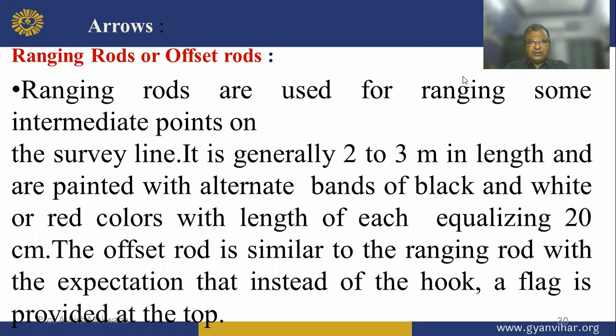Now ranging rod and offset rod. So ranging rods are used for ranging intermediate points on the survey line, and it is generally 2 to 3 meter in length and painted with alternate bands of black and white or red color, with the length of each equal to 20 centimeter. And the offset rod is similar to the ranging rod with an extension, and instead of the hook, a flag is provided at the top.